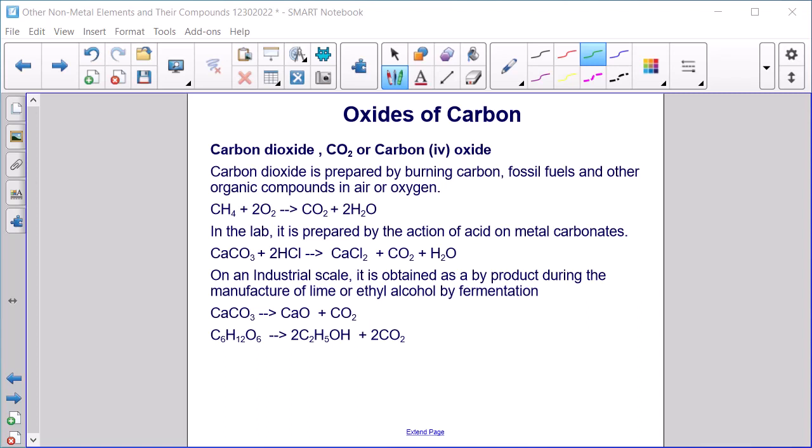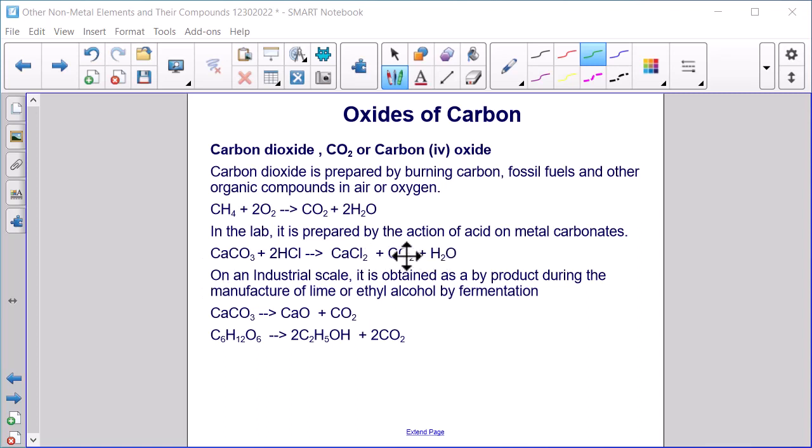Carbon dioxide, CO2, or carbon 4 oxide. Carbon dioxide is prepared by burning carbon, fossil fuels, and other organic compounds in air or oxygen. You can see methane in oxygen producing carbon dioxide and water. In the lab, it is prepared by the action of an acid, in this case HCl, on a metal carbonate like calcium carbonate to produce calcium chloride, carbon dioxide, and water.